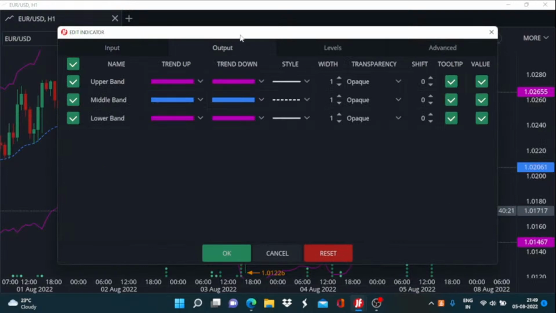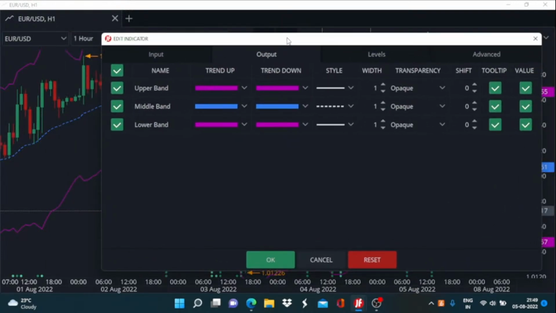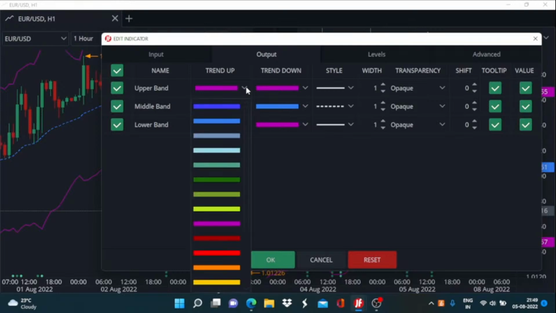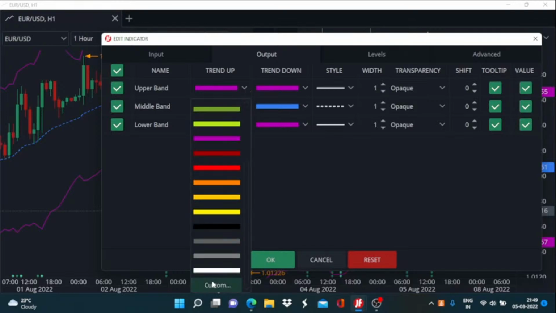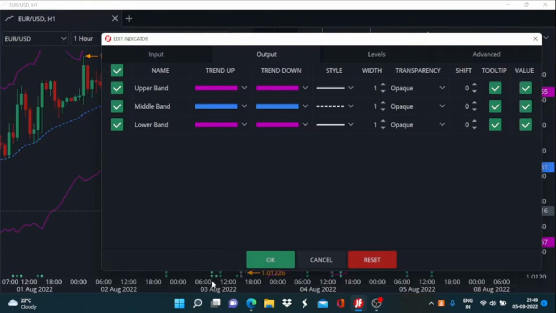Now coming to the output options, we can customize these channels as per the requirement. We get color combinations which we can try out, and whichever color combination catches our fancy is available to be used. We get all these options, and in addition to that, custom options are also there. So we have a lot of choice for choosing a color of our liking.